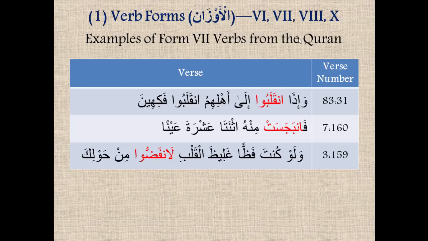Some Form 7 verbs taken from the Quran. وَإِذَا انقلبوا إِلَى أَهْلِهِمُ انقلبوا فَكِهِينَ, the verb انقلب. فانبجست منه اثنتا عشرة عينا, so we have the verb انبجس. ولو كنت فظا غليظ القلب لانفضوا من حولك, انفض ينفض, another Form 7 verb.